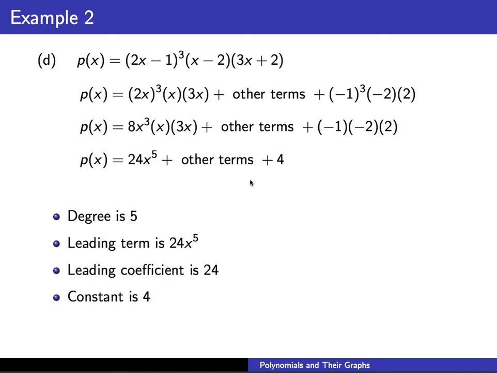Worst case scenario, if you don't like this explanation, my advice would be to actually multiply everything out. You're going to spend a few minutes getting all that done, hopefully to get 24x to the 5th as your leading term and 4 as your constant. Again, the stuff in the middle is not really important. But just to save a little bit of time and not have to actually multiply that out, we could just focus on the leading terms and the constants.